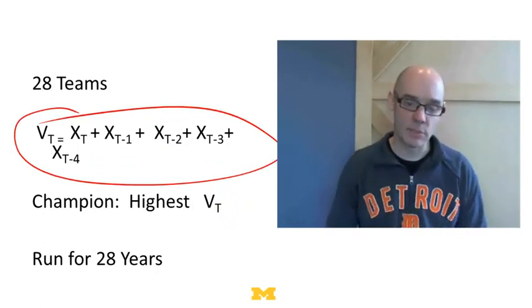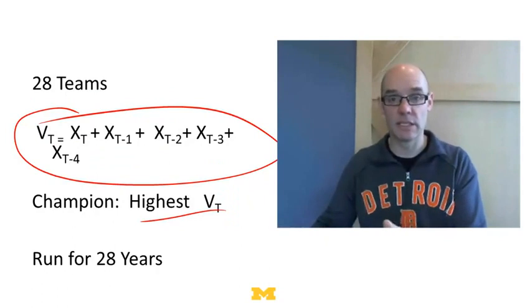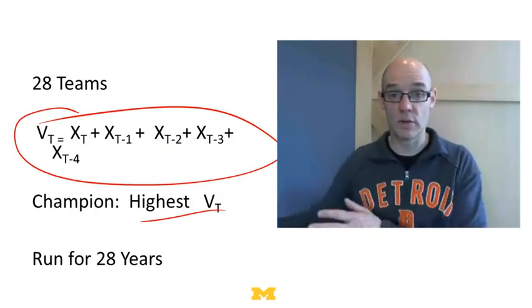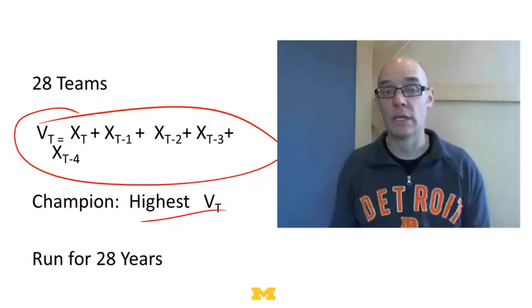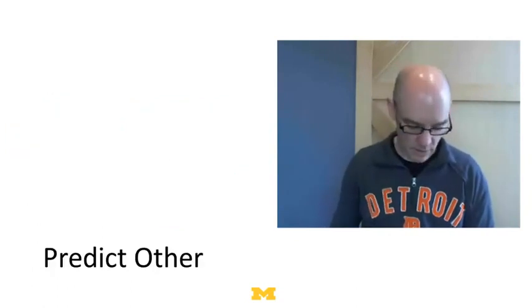You can think of these as basketball teams. And the champion is going to be whichever team has the highest value at time t. I'll run this for 28 years. I'm just going to do this. You can do this on a spreadsheet. Just run it for 28 years, and we'll compute the value of each team and crown one of them the champion. And let's see how it works.